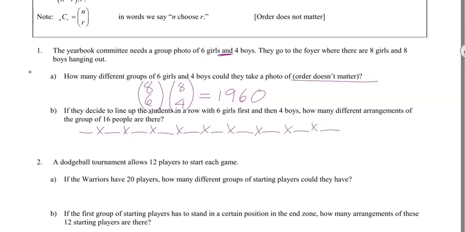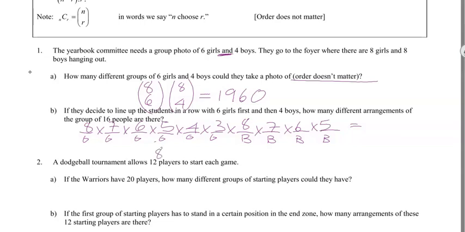in which case we're going to put down 10 blanks, and I've got my 6 girls first, 2, 4, 6, and then the 4 boys. For the girls, I have 8 choices for the first, then 7, then 6, then 5, then 4, then 3. And for the boys, 8, then 7, then 6, then 5.